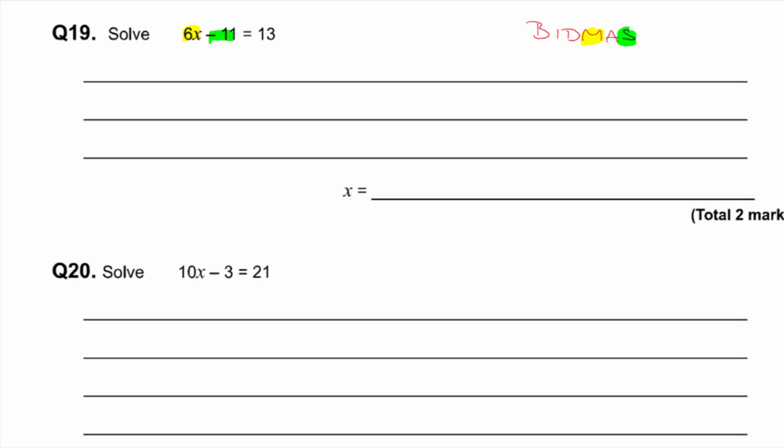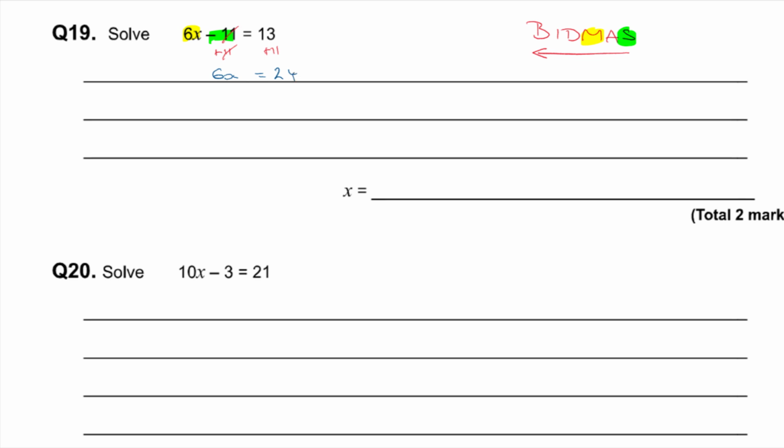And what we end up doing is we work through BIDMAS backwards when we're solving an equation, and we do the rearrangement in the opposite way that we would evaluate x. So if we're going to be multiplying by 6 first and then subtracting, to get back to x, I have to do the opposite of that. So rather than subtracting 11, I'm going to be adding, so I'm going to do the adding 11 first to both sides. That will cancel with that, leaving me with the 6x. On this side, 13 plus 11 is 24.